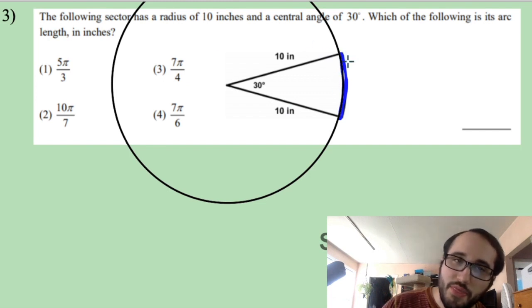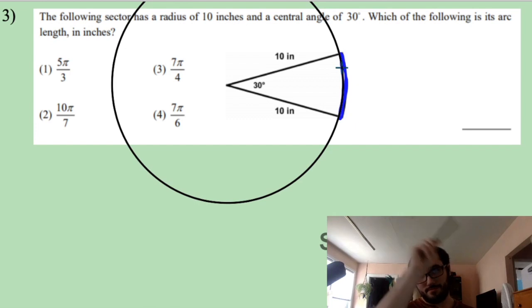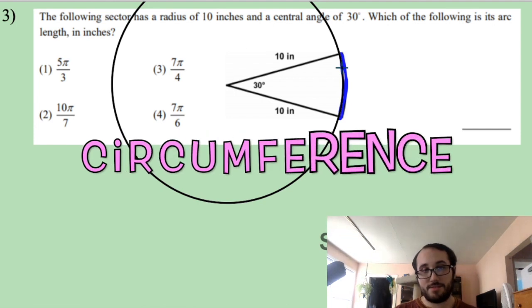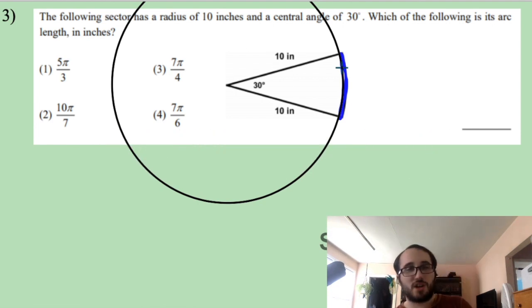This arc length, think about it. Arc length goes around a full circle, right? Full circle. What basic formula talks about the distance around a circle? Circumference. And if we wanted a piece of the circumference, like let's say if I want half the circumference, wouldn't you just find the circumference divided by 2? Or what if I want a quarter of the circumference? Wouldn't I just divide it by 4?